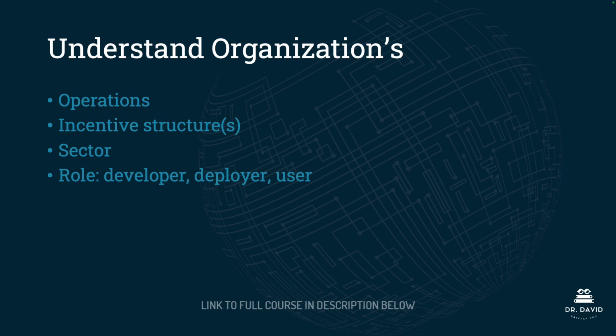At the outset of standing up an AI governance body, it's important that you understand your organization's operations, incentive structures, and sector, and the role your organization is playing in the AI supply chain. Are you developing and deploying the technology? Are you procuring the model from a vendor? Are you deploying it internally for your organization only? Or are you going to be deploying this in a public-facing or customer-facing application?